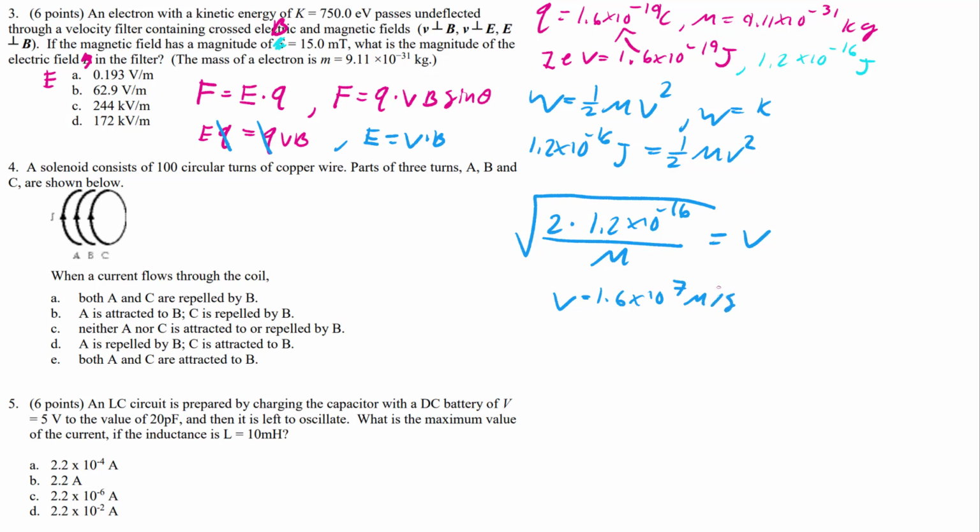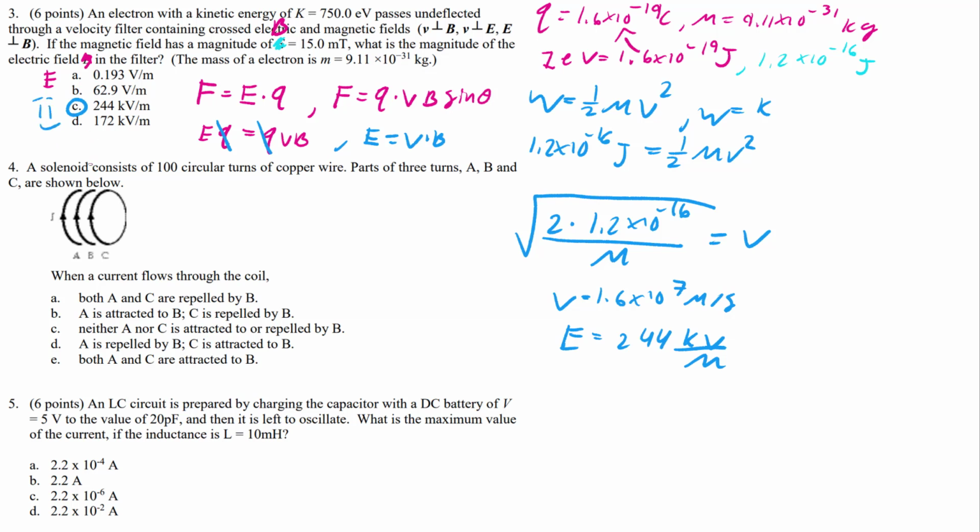Okay, so that's the velocity. Now we have to multiply that by B. So take your answer and multiply it by 15e negative 3. And it turns out that this is around 244 kilovolts per meter. And it turns out that your answer should be C.